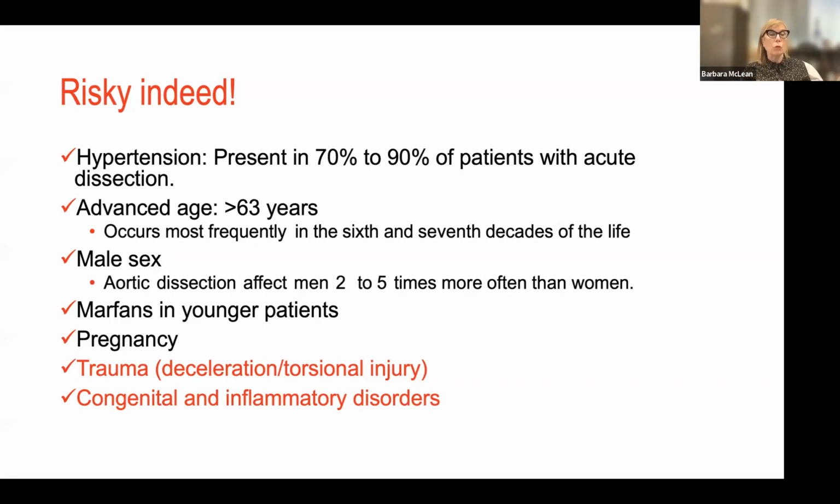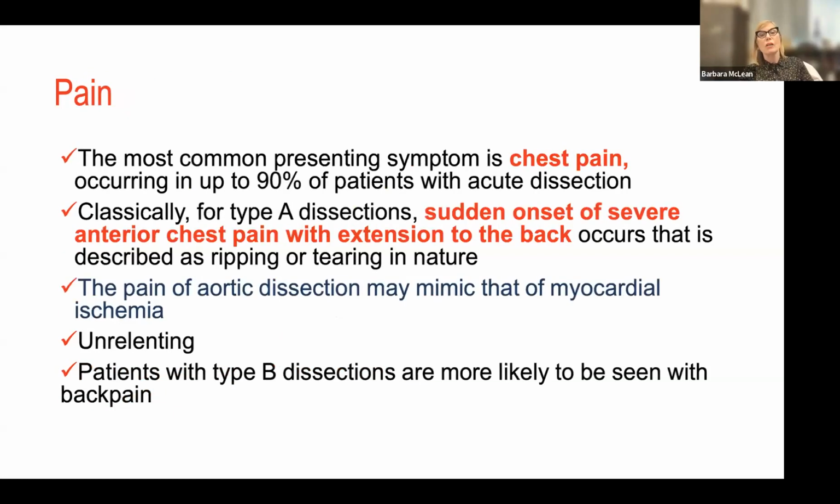And of course, they get ruled in or out pretty quickly because they're going to get a wide variety of imaging. It might be that they first get a chest x-ray, they get a cardiac MRI, they get a CTA. They're going to get a variety of tests to evaluate the possibility of aortic dissection.